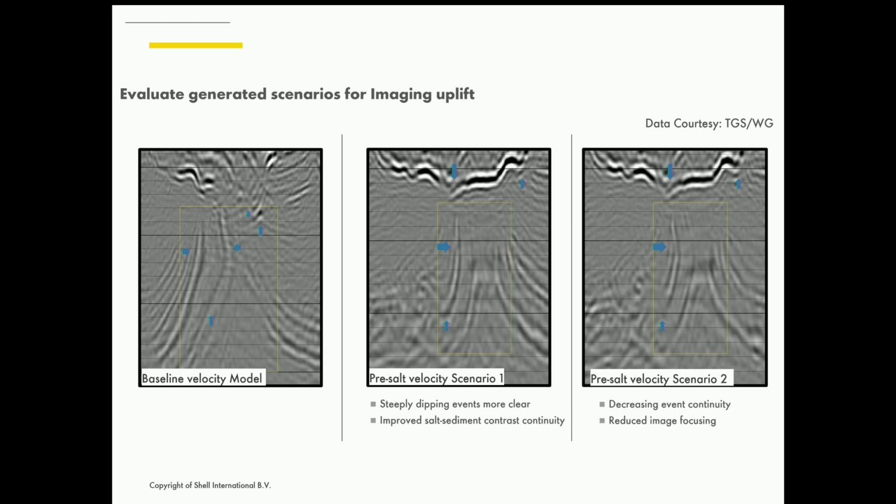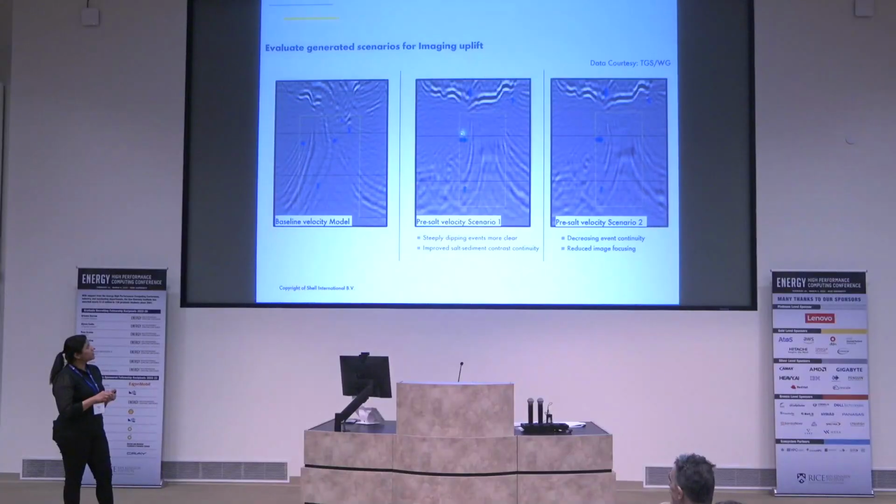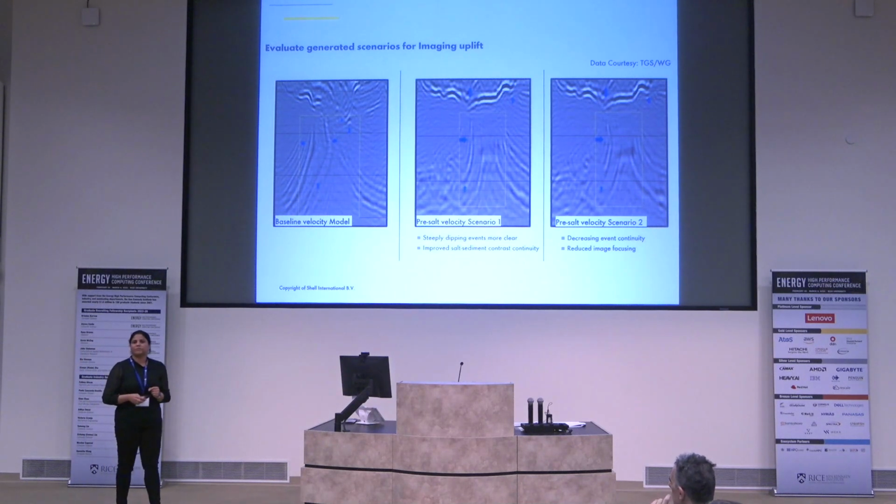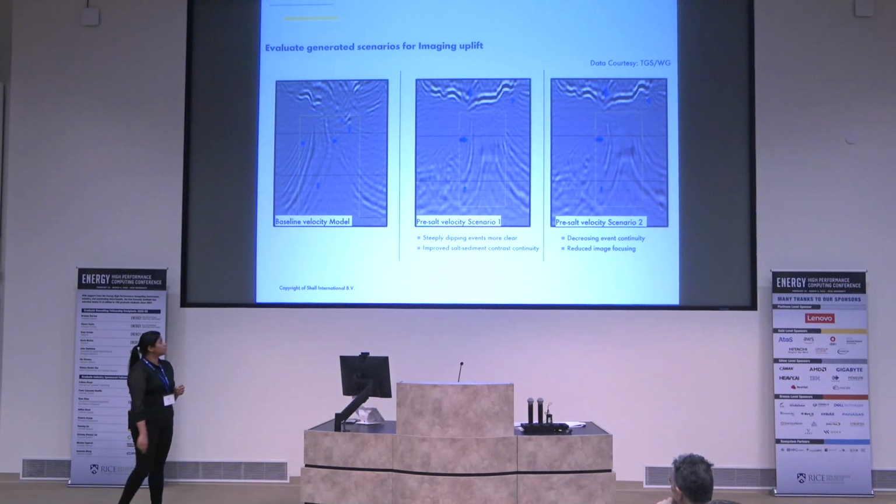So what you see is the panel on the left side is really the panel coming from the baseline velocity model or the initial velocity model. The panel in the middle is seismic from one of the scenarios that we generated, and the panel on the right is another scenario that was migrated. If you look at the panel in the middle and specifically look at this area, this salt sediment boundary, and you compare it to the initial migration, what you see is we are able to better highlight the contrast between the salt sediment boundary. So we did indeed realize the seismic uplift through one of these scenarios.